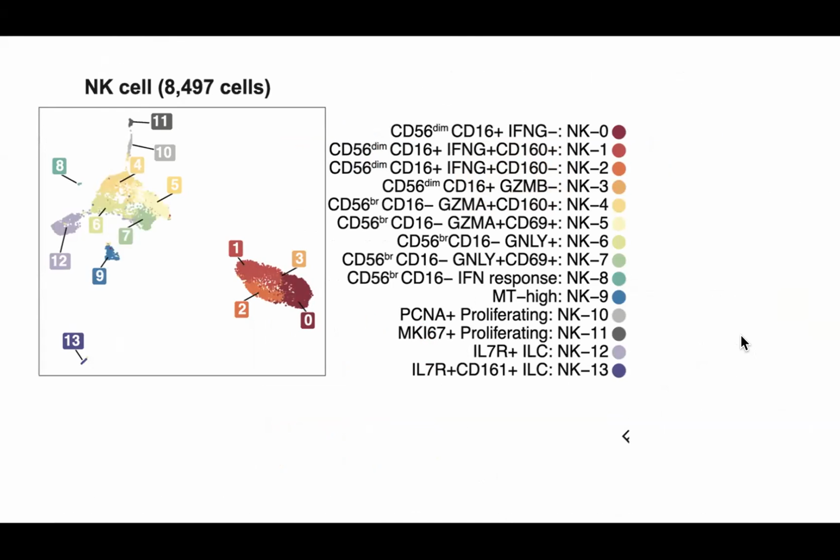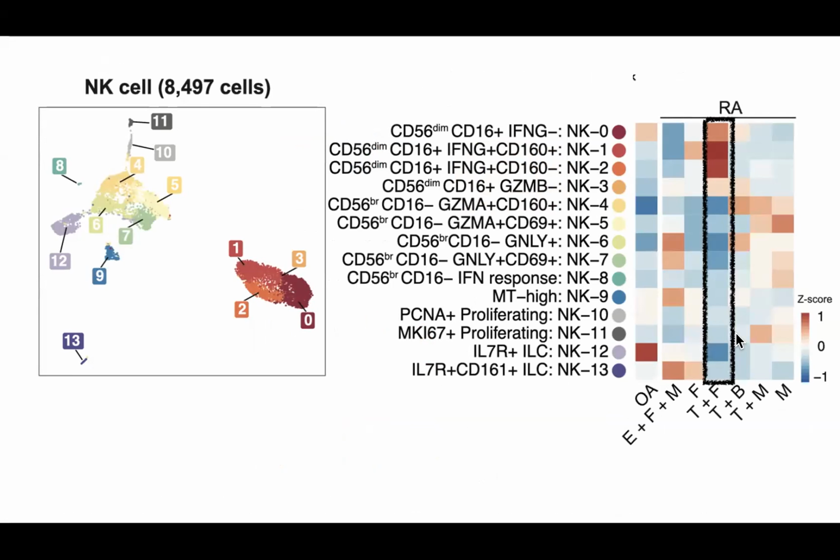So to give you a flavor of how this works, these are natural killer cells. You can see there's 13 clusters here. You can test the clusters all individually. You start to see that there's some trends where T plus F has a generally a little bit expanded expansion of NK of these top 3 populations.